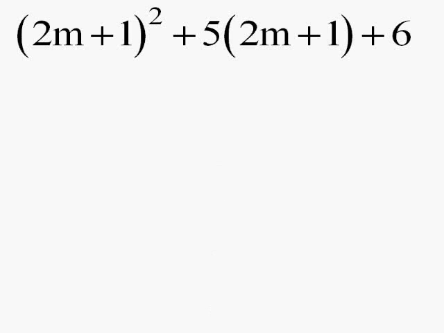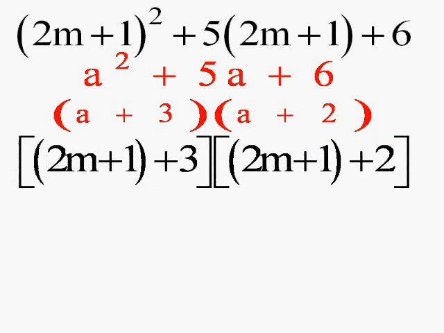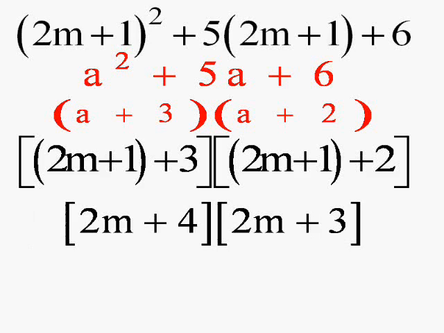When some of the terms in your quadratic are brackets, the method's the same, but maybe it's a bit harder to recognize the patterns. So one thing you can do is replace the brackets by a letter. In this case, I'm replacing the 2m plus 1 with the a. Now I can see my factors, but because the a represents the 2m plus 1, I've got to replace the a by the 2m plus 1. Now I need to open up that internal bracket and simplify, which gives me this.